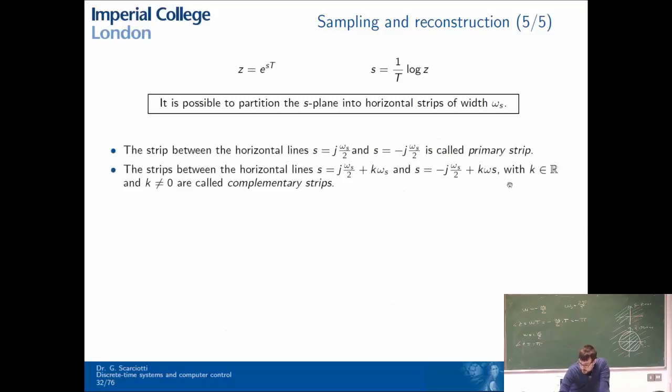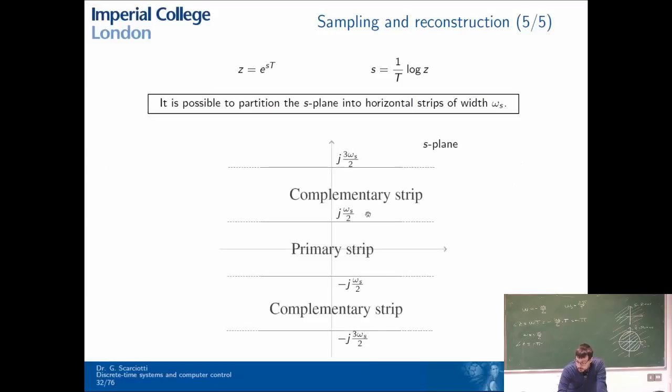So this is basically explained over here, and the point is that, as we have shown, everything that happens outside the primary strip, so if here we have a point that is outside the primary strip, this will be mapped into the primary strip. Okay?